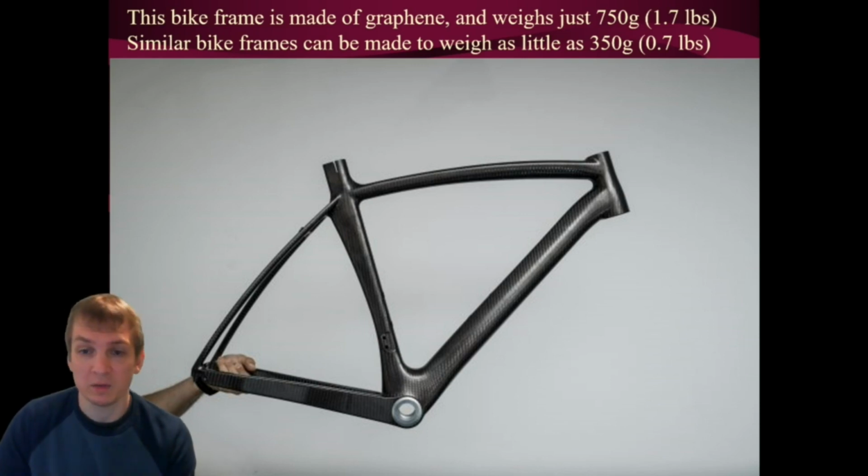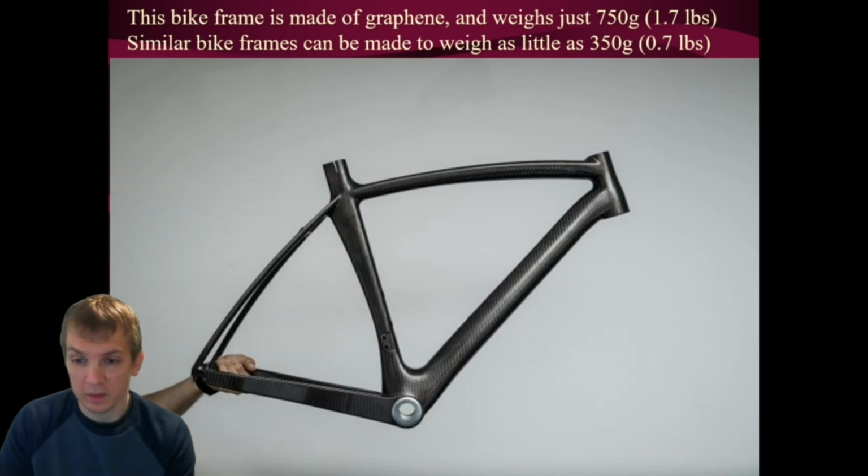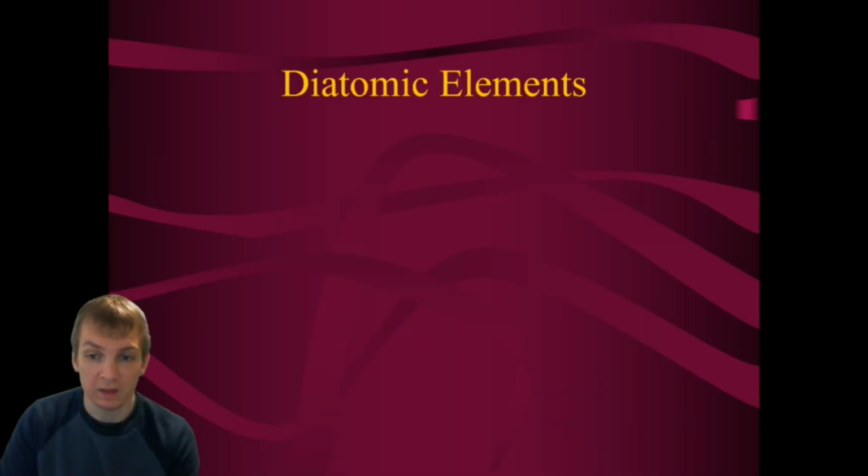But similar bike frames can actually be made out of graphene, if we conserve on material, to weigh less than 1 pound, which, if you are a competitive cyclist, might give you a huge advantage over your opponents, where you don't have to bike with so much weight. Your bike actually weighs a lot less. And the rigidity is still there. So the material is quite fascinating because it's strong, but it's also very lightweight.